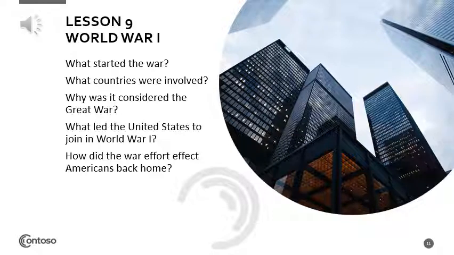Lesson 9 concludes our Unit 2 studies and will focus on World War I. We'll want to examine what started the war, what countries were involved, why was it considered the Great War, what led the United States to join in World War I, and how did the war effort affect Americans back home?